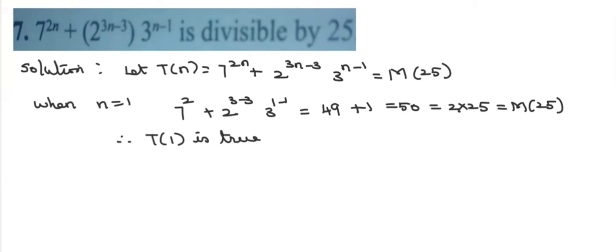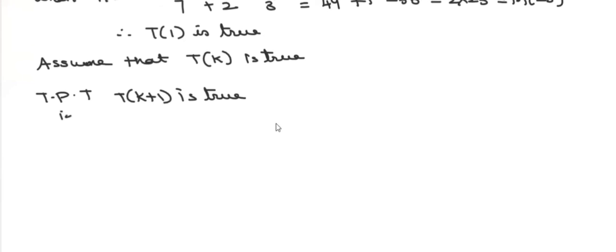Next we have to assume that this is true for n is equal to k. Assume that our statement is true for n is equal to k, so T of k is true. Now, according to mathematical induction, we have to prove that T of k plus 1 is true, that is, for n is equal to k plus 1. That is what I have to prove here.